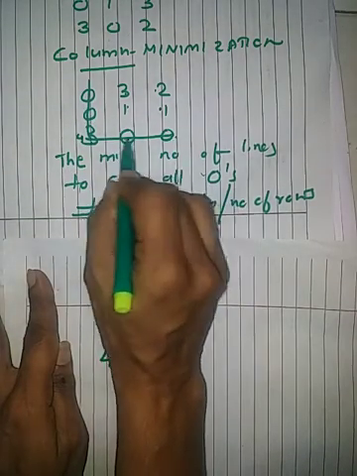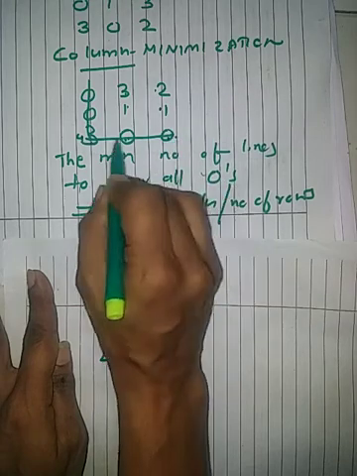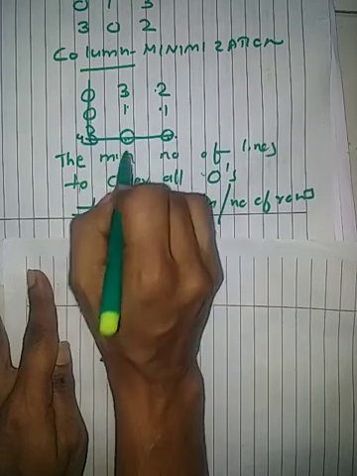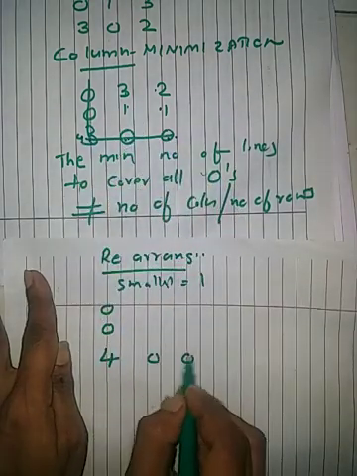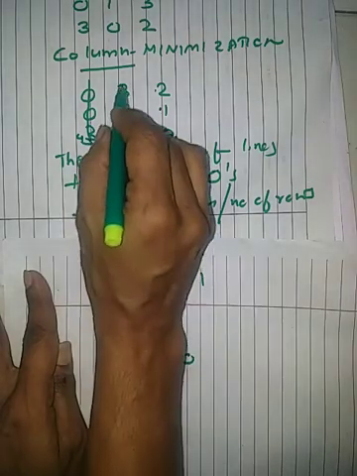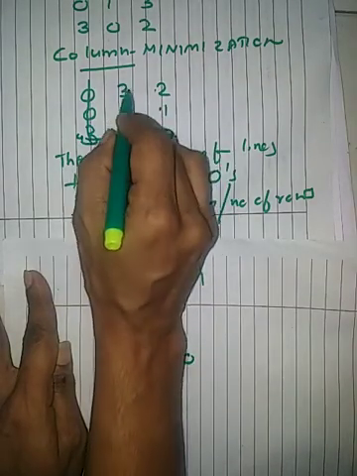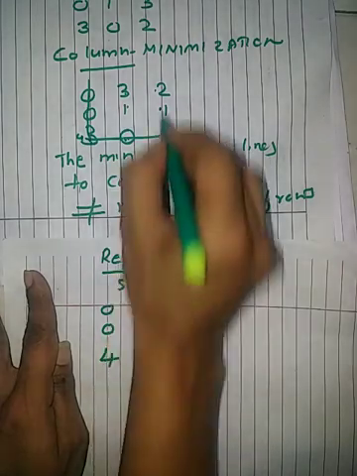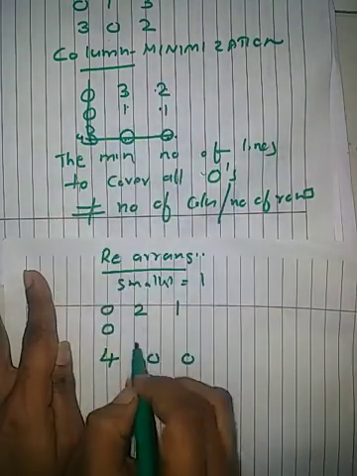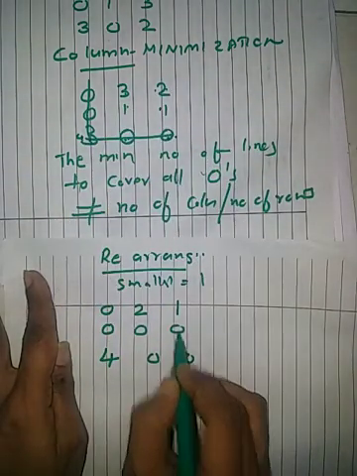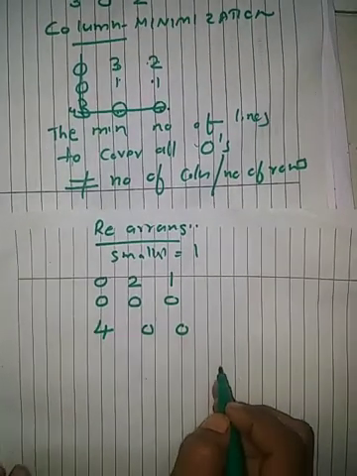Here also 2 zeros, no change because they are on the line. They are not at the intersection, they are not outside. So these zeros will not change. Now these 4 elements outside, we will subtract 1. 3 minus 1, 2 minus 1, 1 minus 1, 1 minus 1. So we got the new matrix.